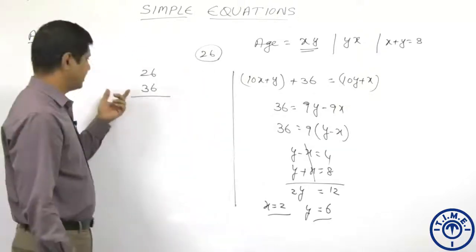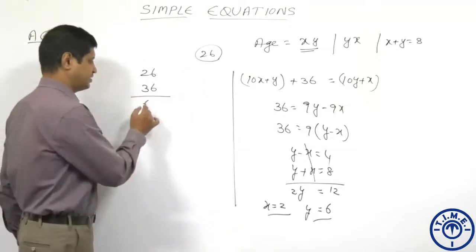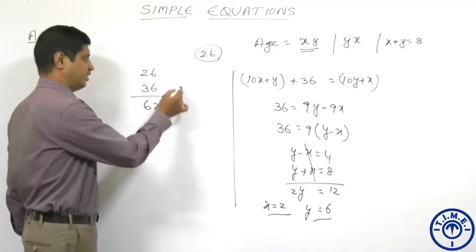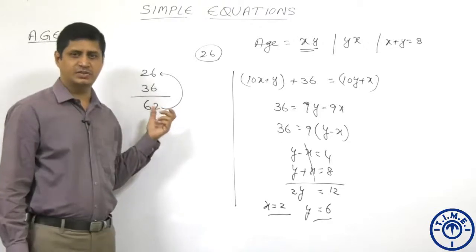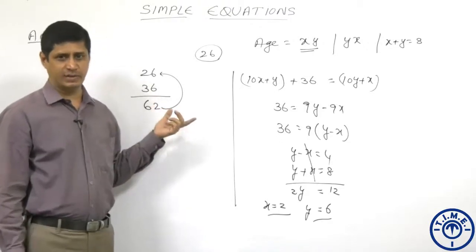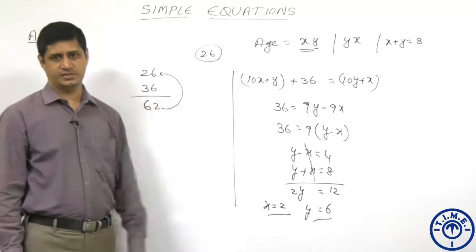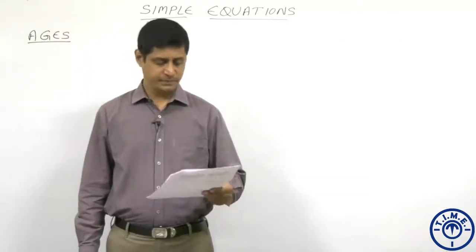Now, when 36 is added to 26, what is the result? It is 62, which is the reverse of the original number. This is the option which is satisfying both the conditions given in the question. Hence, this is the right choice. Now, look at the next question.